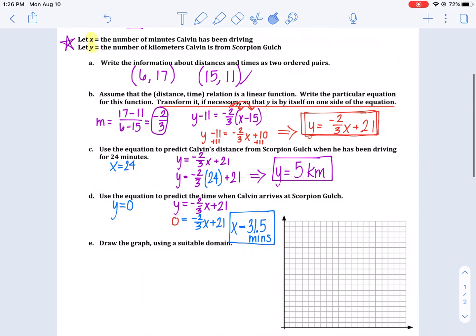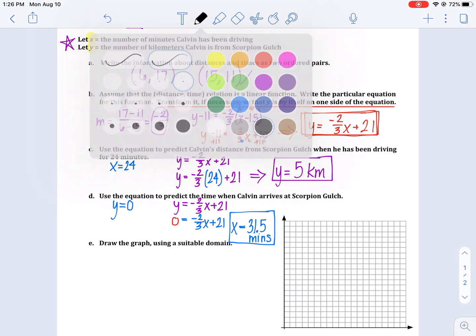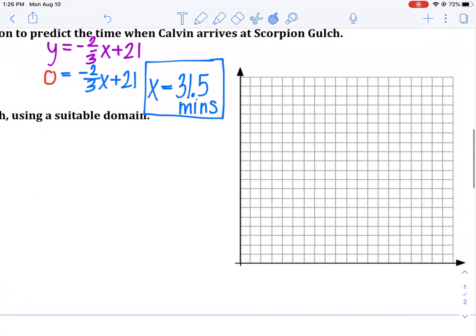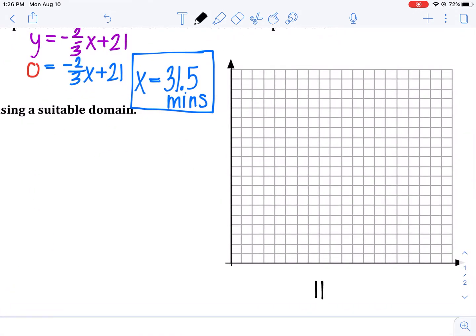Now, for the majority of our models, once you go through the beginning parts, it's now going to ask you to put all that together. Actually put it in a graph using a suitable domain. You need to label your axes, so let's start with that. Back up here, we already know the labels, right? X and Y. So label those quickly on your graph. So this is number of minutes is your X. Your y is your distance. I'm going to write in kilometers.